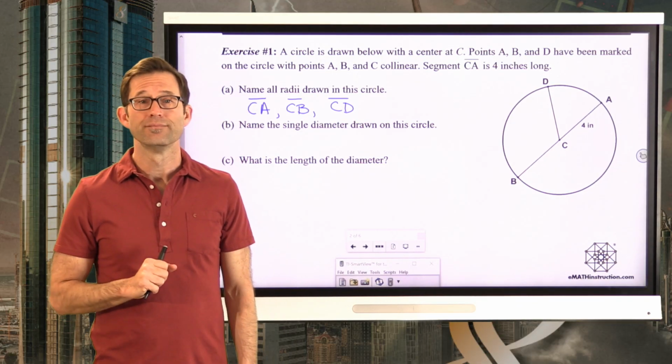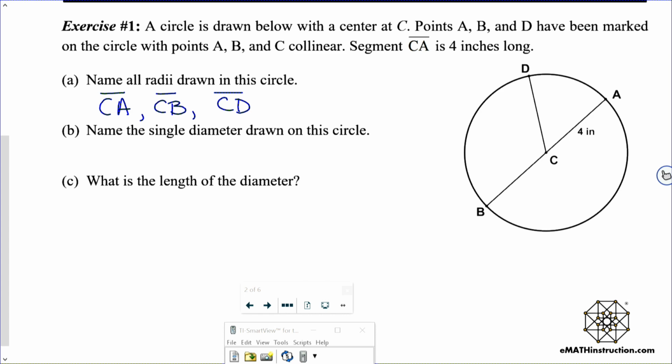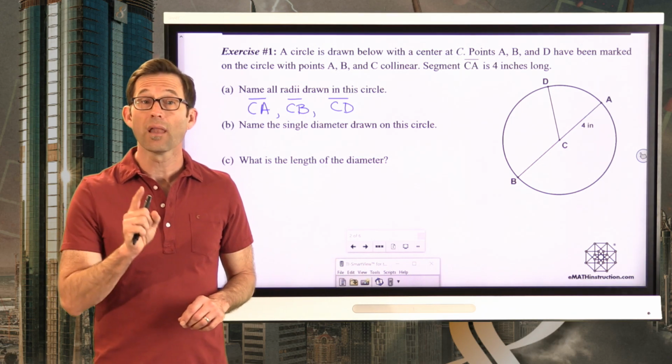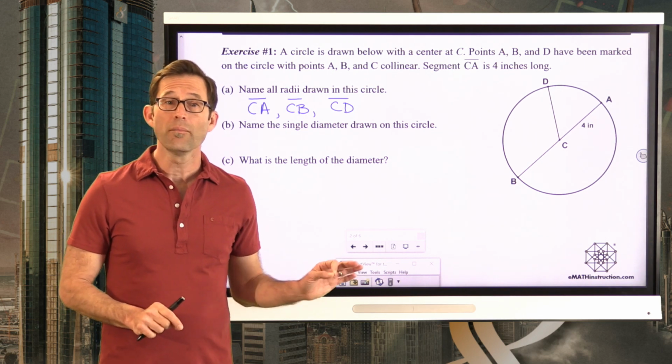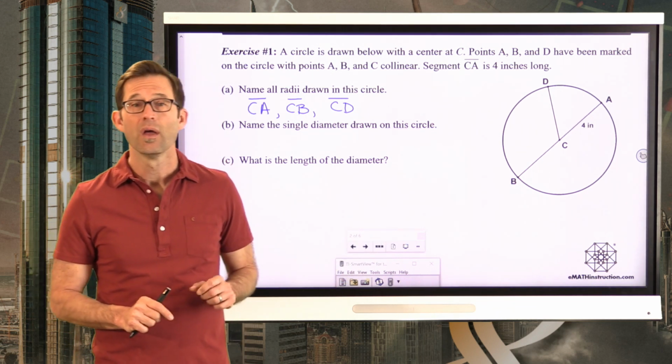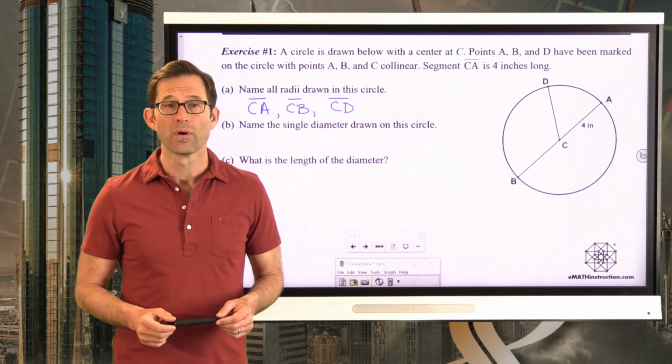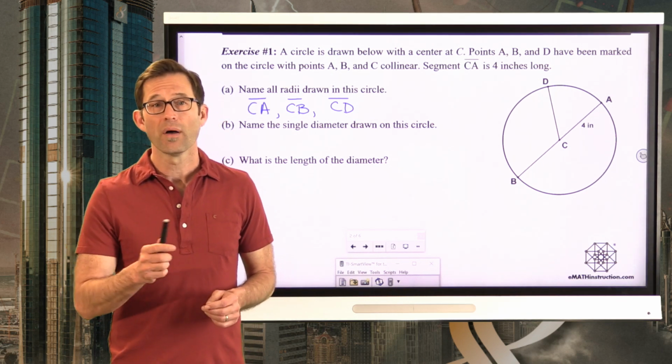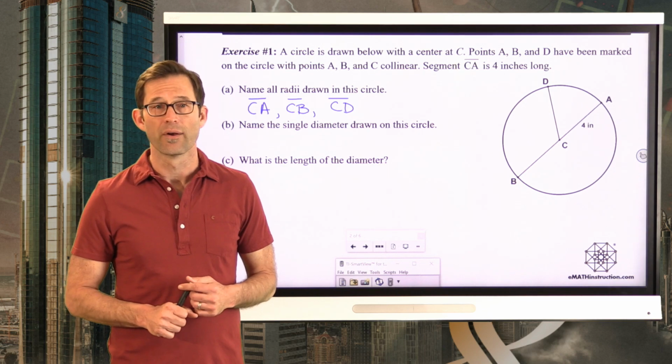Now, letter B. Name the single diameter drawn on this circle. Well, a diameter, keep in mind, is a line segment that goes from one point on the circle to another point on the circle and passes through its center. There is only one diameter that's been drawn on this circle. Pause the video now and name it for letter B.